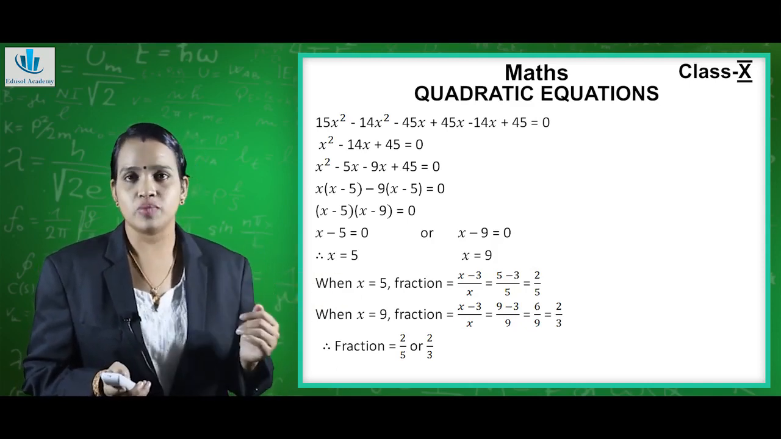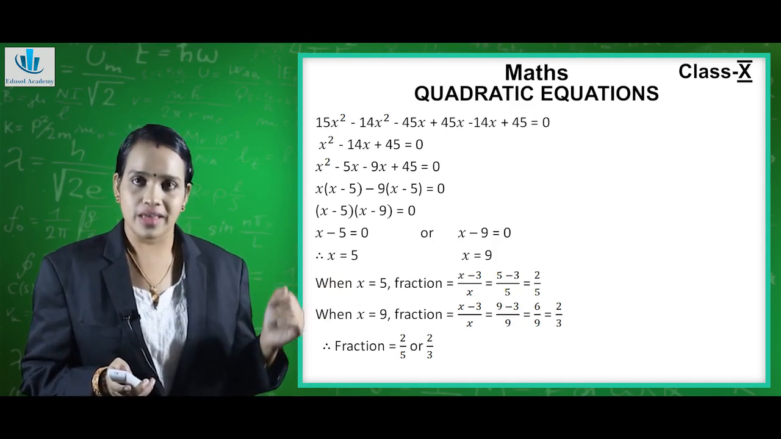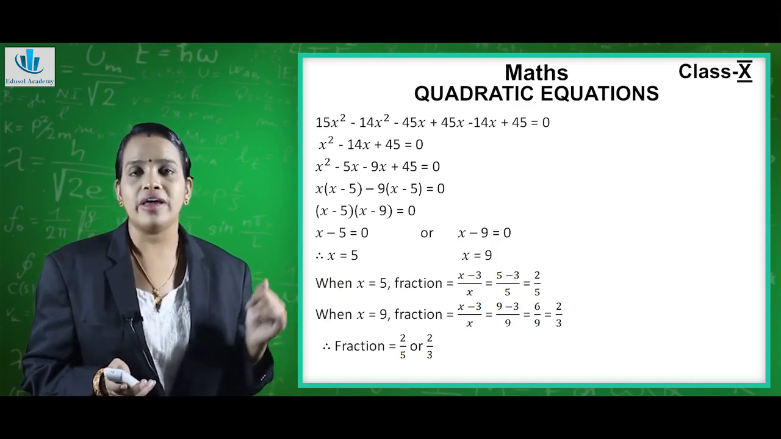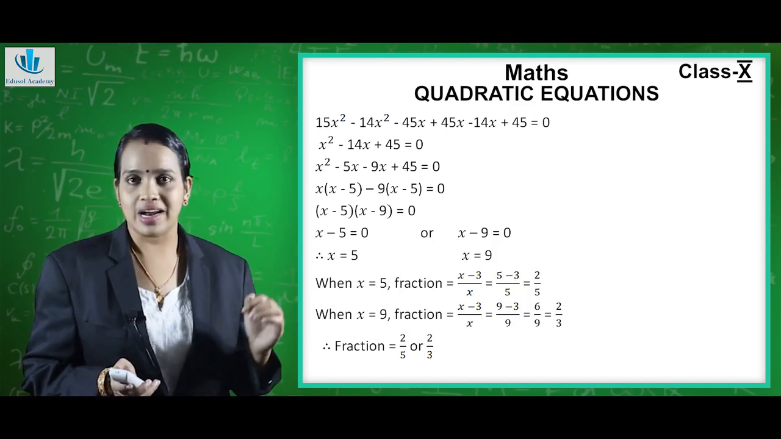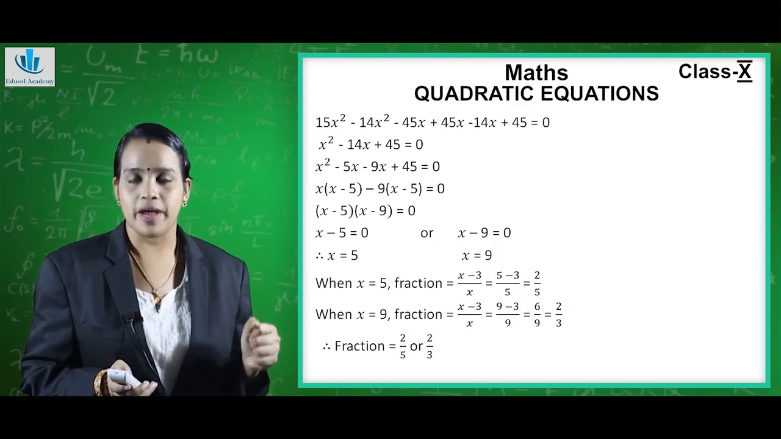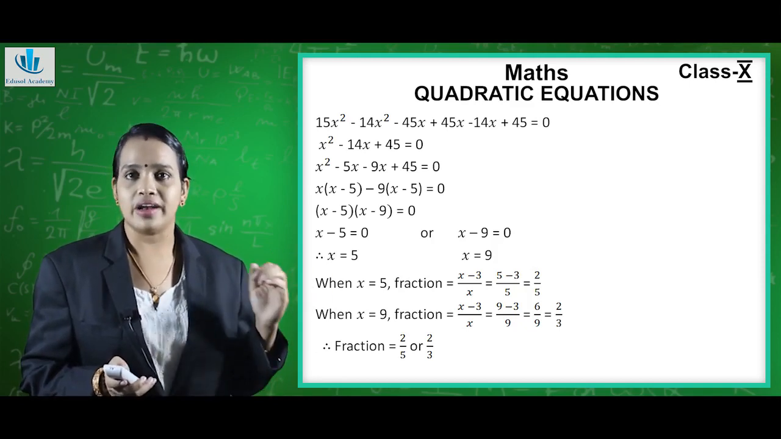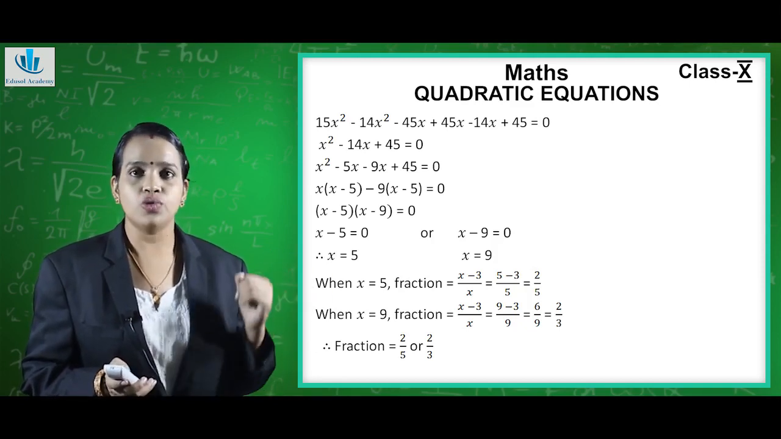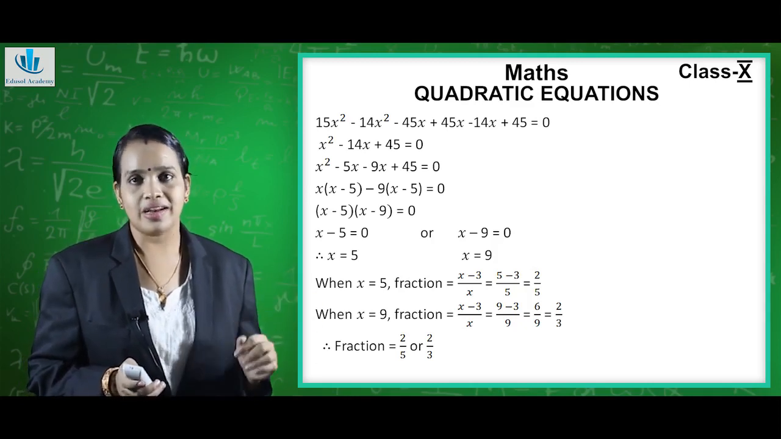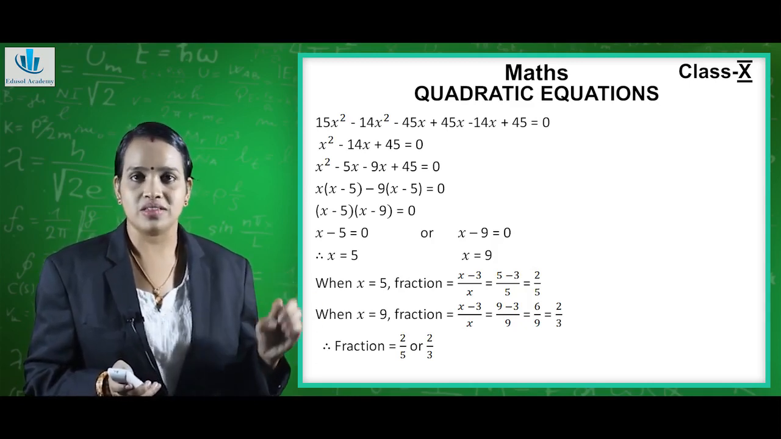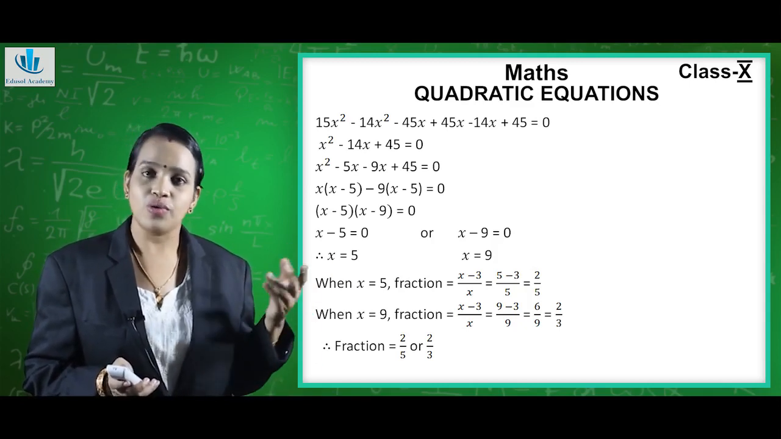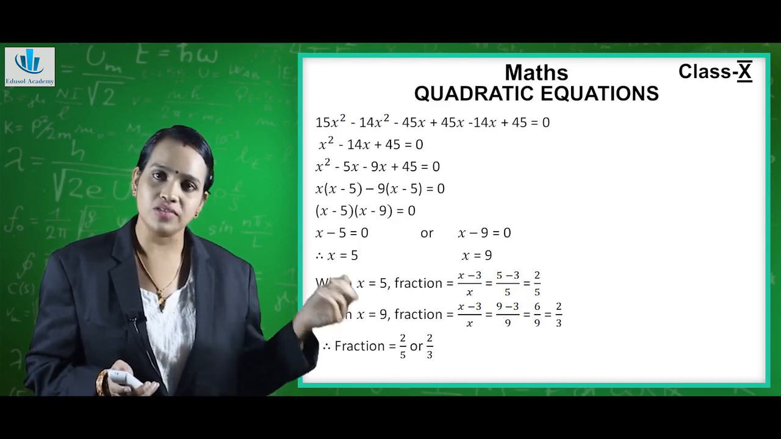Now here also we can split the middle term. So it becomes x raised to 2 minus 5x minus 9x plus 45 equal to 0. Here we can take x as common. So it becomes x into x minus 5 minus, we can take here 9 as common. So 9 into what remains, x minus 5 equal to 0. So we can write it as x minus 5 into x minus 9 equal to 0. So x minus 5 is equal to 0 or x minus 9 equal to 0.